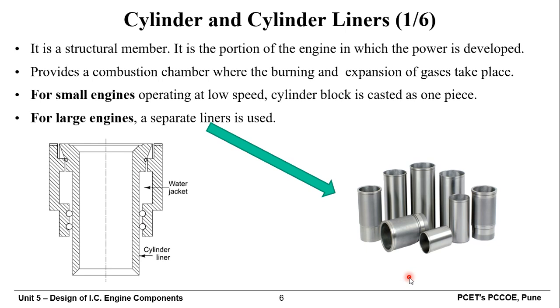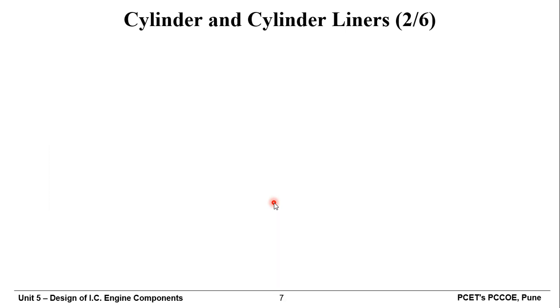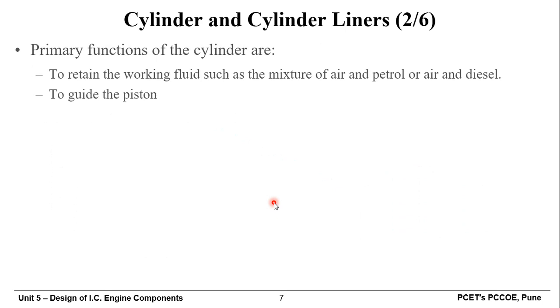Now the question arises, why are cylinder liners used on the cylinder? I'm going to answer that question after a few slides, because it is an important question: in which application we should use a single block cylinder, and in which application we should go with the cylinder liner, and how the cylinder liner is useful, or how it reduces either the initial cost or operating cost. That we will be discussing after a few slides.